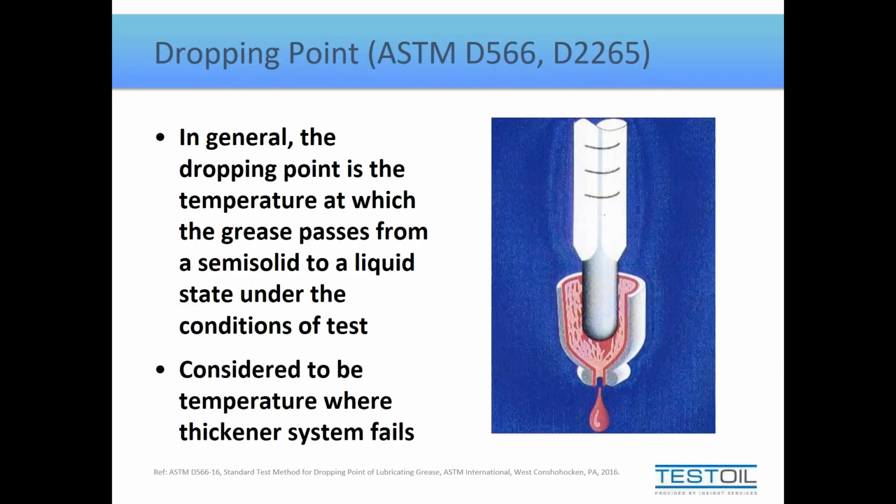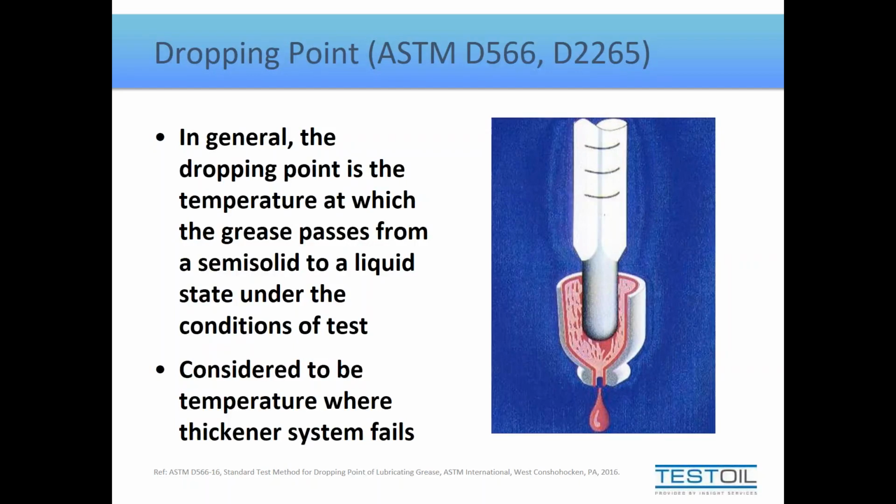This is considered to be when the thickener starts to fail, right? When the sponge isn't holding on to the oil anymore. As a rough rule of thumb, some folks will subtract 50 degrees Celsius from the dropping point and call that the upper operating temperature limit. But on the next chart, I'll show you some very broad numbers that help define what the upper operating temperature limit is compared to dropping point.